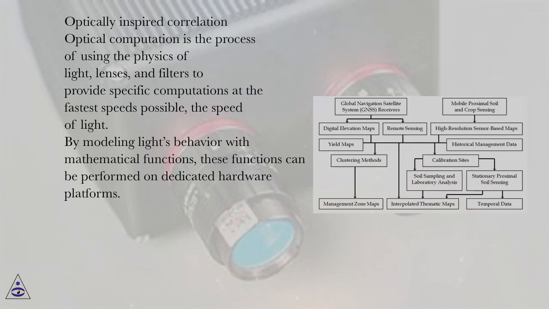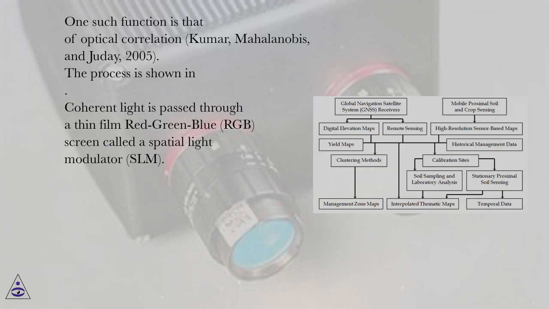Optically inspired correlation. Optical computation is the process of using the physics of light, lenses, and filters to provide specific computations at the fastest speeds possible, the speed of light. By modeling light's behavior with mathematical functions, these functions can be performed on dedicated hardware platforms. One such function is that of optical correlation (Kumar, Mahalanobis, and Jude, 2005).